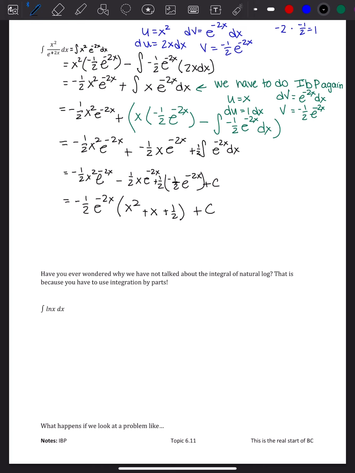So the whole reason why we wanted to make x u is so that way that x squared can go down a level, and then when we did it again, x would go down a level, so then we would have it where we need it to be.